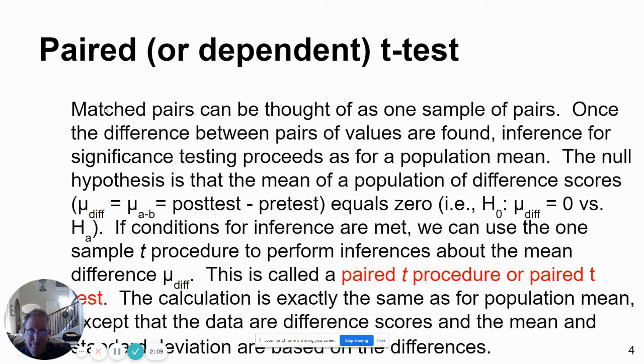If the conditions for inference are met, we can use the one sample t procedure to perform inferences about the mean difference mu. This is called a paired t procedure or a paired t-test. The calculation is exactly the same as for a population mean, except that the data are difference scores and the mean and standard deviation are based on the difference scores. In a paired t-test, there is just one parameter. It is the true mean difference. And then we're going to apply the one sample t procedure to the differences.